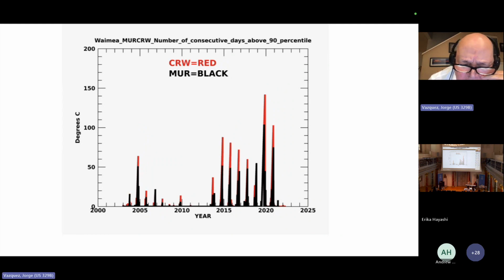This is for Waimea. And I think the trend here is, again, you'll see the increase in the number of days above the 90th percentile. And that's amazing to me. Over 150, or close to 150 days as we approach 2020, above that 90th percentile.